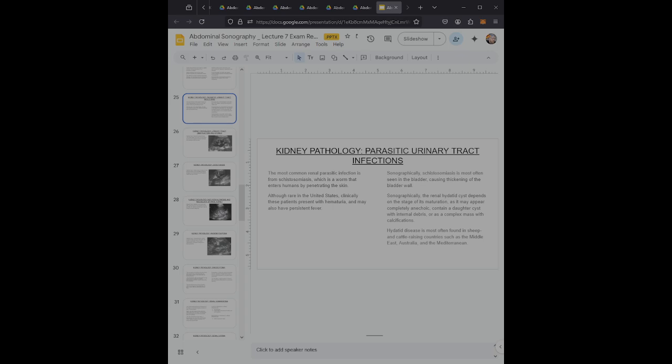Sonographically, the renal cyst depends on its stage of maturation, and it may appear completely anechoic or contain a daughter cyst with internal debris, or as a complex mass with calcifications. So sonographically, in schistosomiasis, we'll see bladder wall thickening. But there can also be cases of Echinococcus granulosus causing hydatid cysts. And depending on the stage of its maturation, we may see completely anechoic cysts that have daughter cysts and internal debris, or complex masses with calcifications.